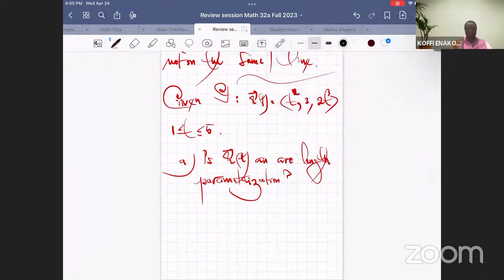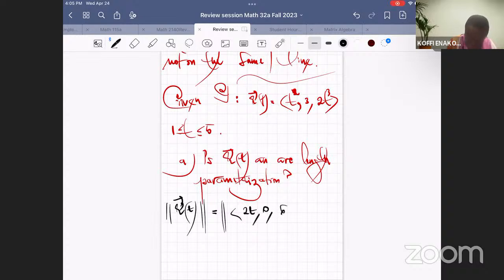So we want to check if R of T is an arc length parameterization. For that, let's find the speed for all of the T. So the derivative is 2T, comma, 0, 6T squared. So the norm will be the root of 4T squared plus 0 squared plus 36T to the 4th.